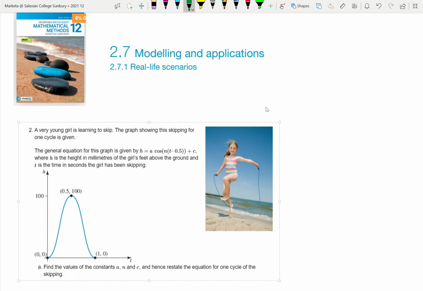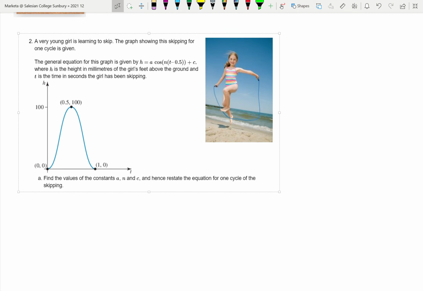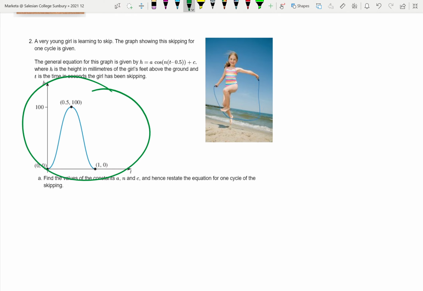Guys, today I'm going to do another question from 2.7. So we're going to go through question 2, and this is one about a girl skipping, and they give us a graph for one cycle of her jumping. So we've got to find the equation of that graph there. The height is in millimeters and the time is in seconds.